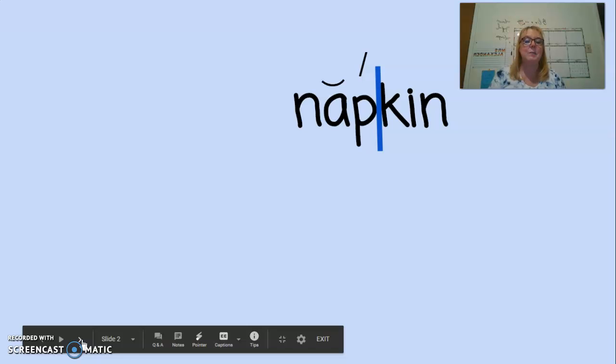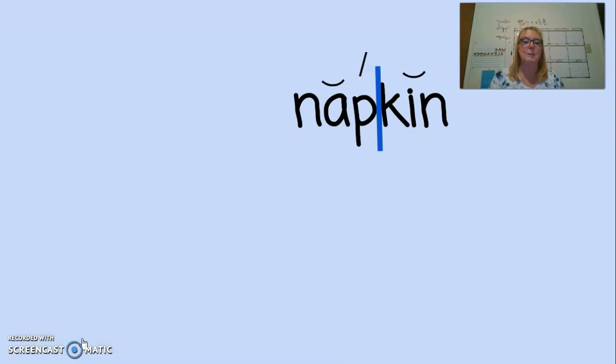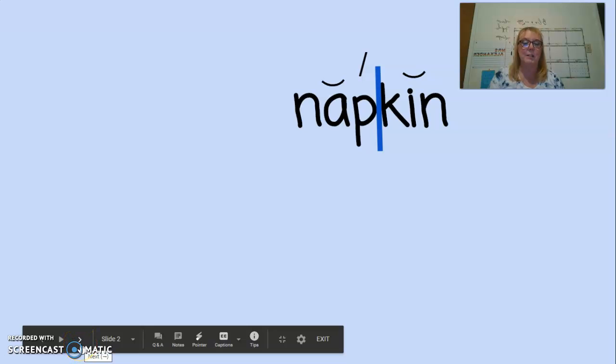And the second syllable, I also see a vowel and a consonant, so we'll code it with a breve as well. Let's read that first syllable together. Nap. Now let's read the second syllable. Kin. Let's read both syllables all together. Napkin. Great job. Let's look at some more words.